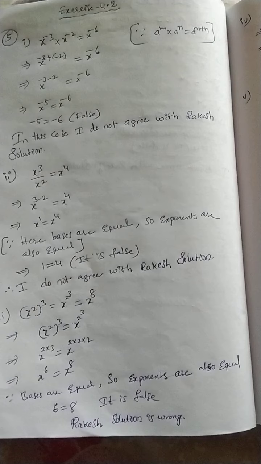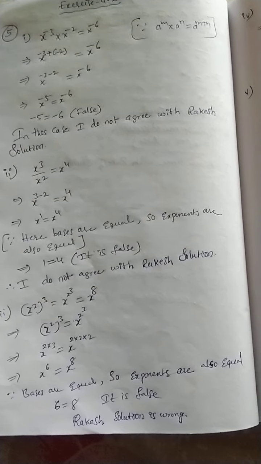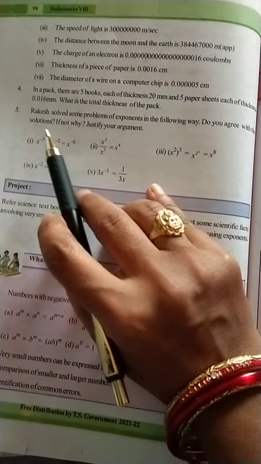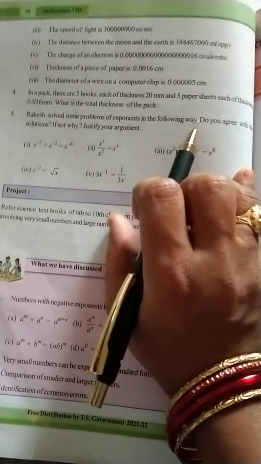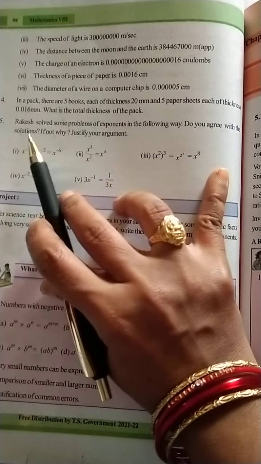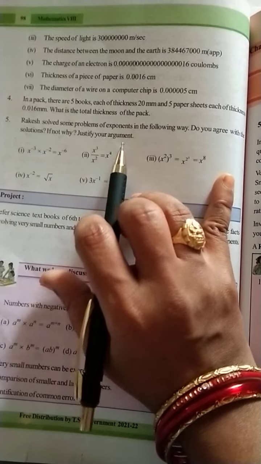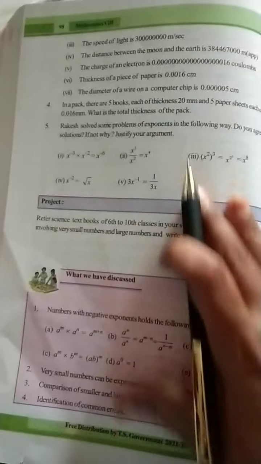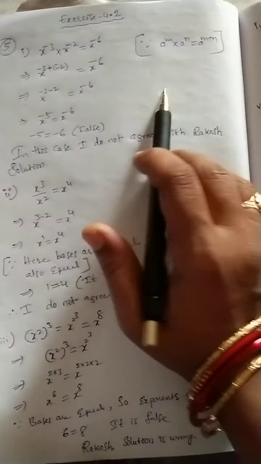In this video, I am going to explain exercise 4.2 fifth question. Actually, the fifth question is given, see here in the textbook. It is given: Rakesh solved some problems of exponents in the following way. Do you agree with the solutions? If not, why? Justify your argument. Okay, here 5 bits are given. Let me check if he did it correctly or not.